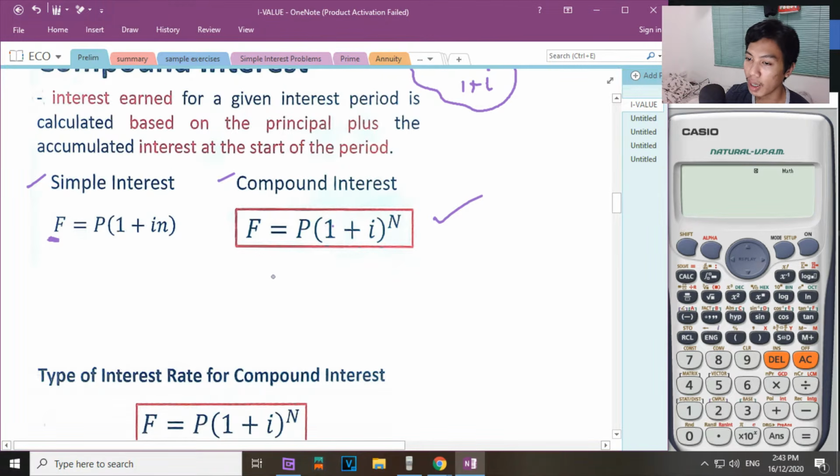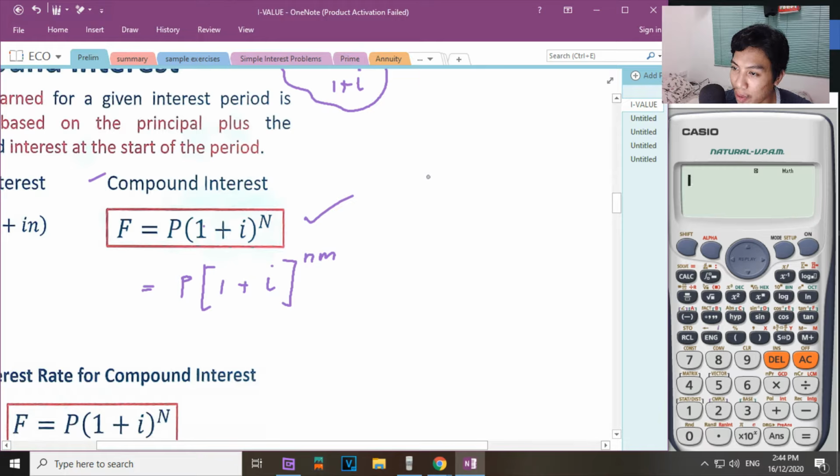Going back. Sir, ano po ba ang general form niya? The general form will be equal to P 1 plus I raised to N and M. Now, kapag sinabi nating actual interest, kapag actual interest, okay, wala siyang sinasabi yung word na compounding. Ngayon, ito yung gagawin nating formula. Sir, paano naman kapag effective rate of interest ang sinabi or nominal?